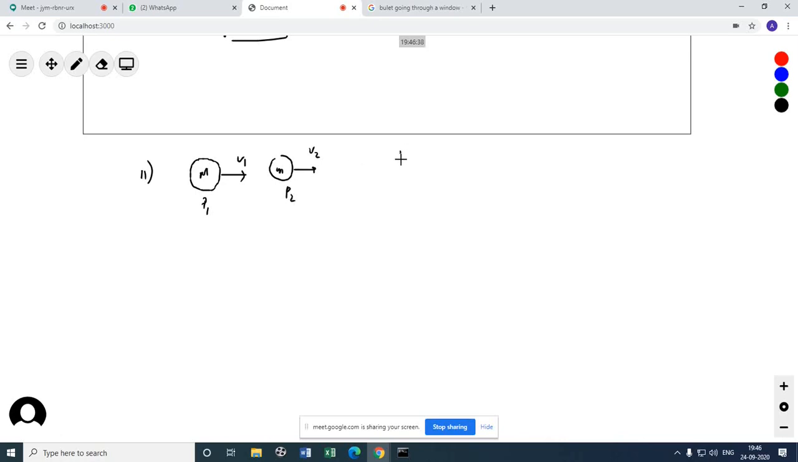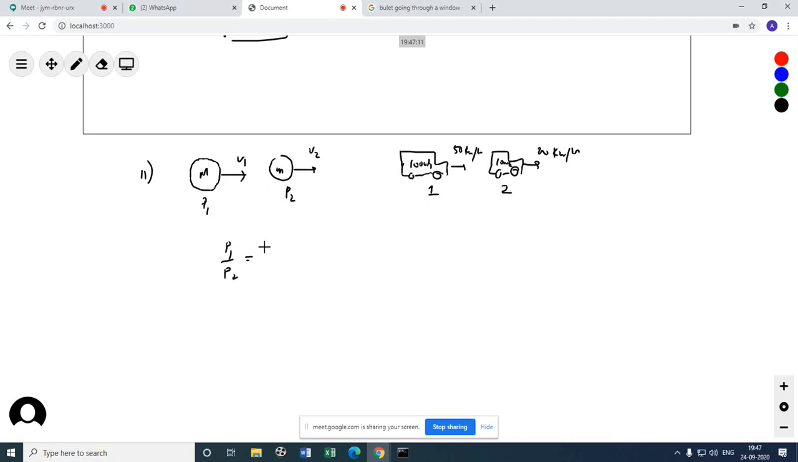Both have the same mass. Imagine we have two cars here. Which one will cause more damage? Let's say both cars are 1000 kg. This one is moving at a speed of 50 km per hour, and this one is going at 20 km per hour. Which one will create more damage? The first one or the second one? Definitely the first one.